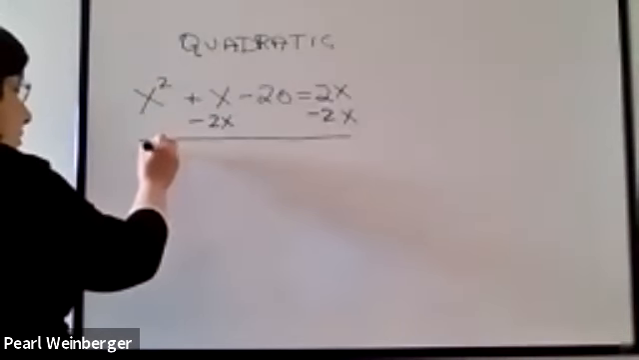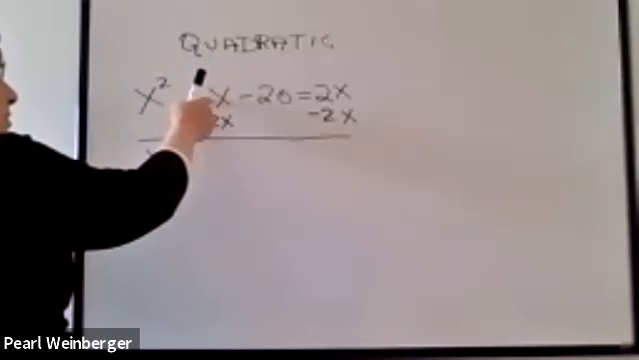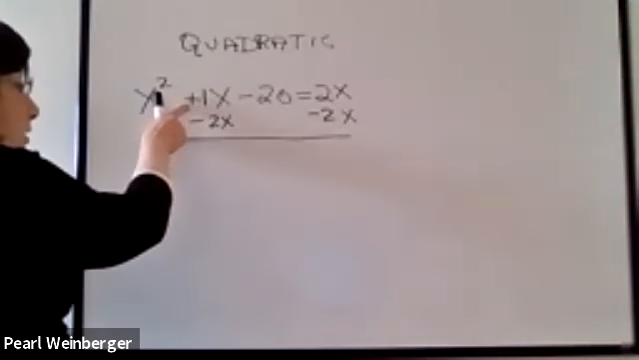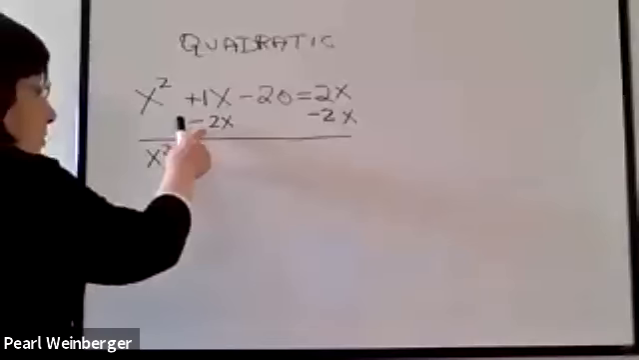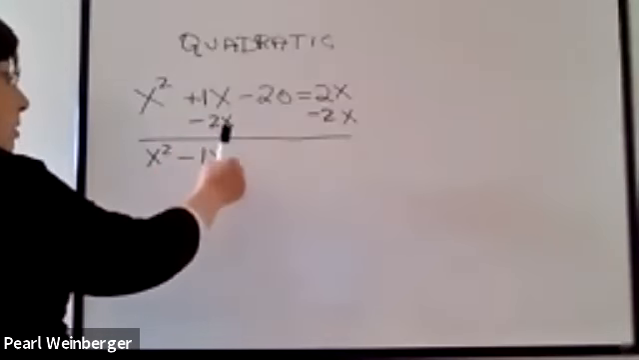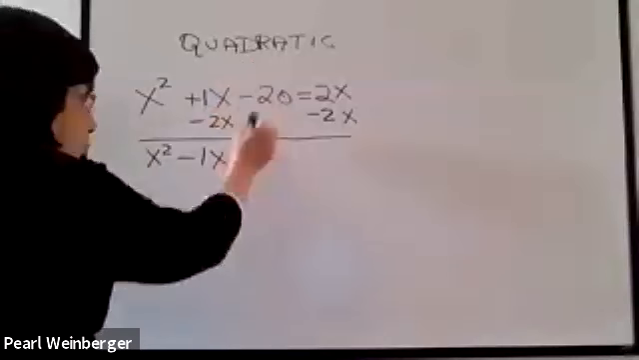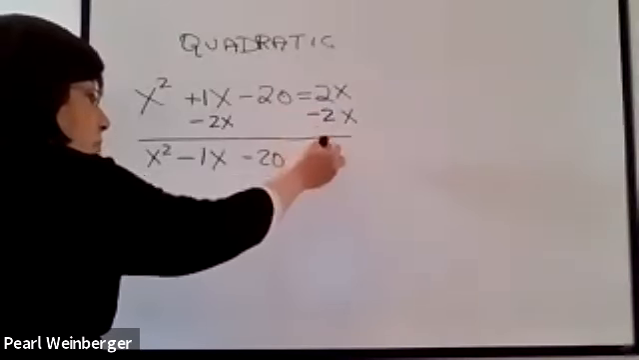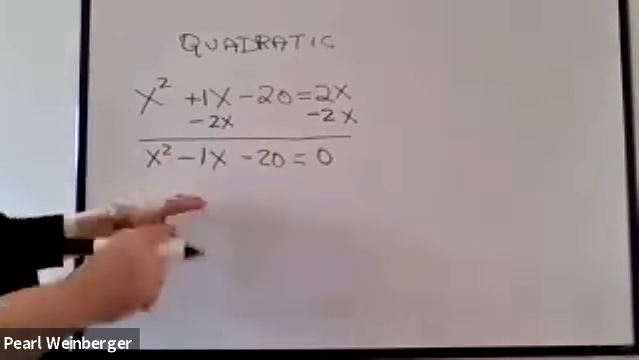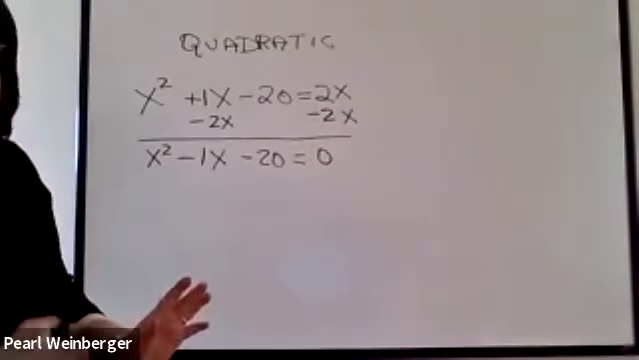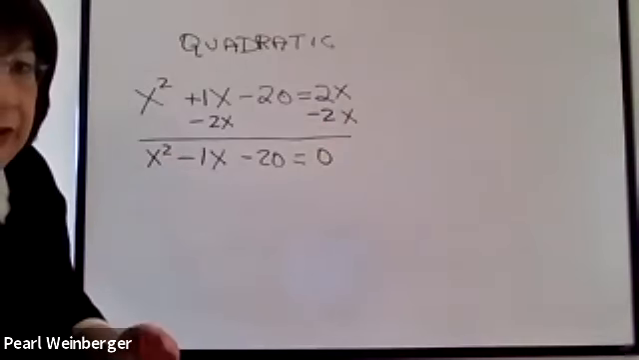So I bring down the x squared. This is a plus x, which really means a plus 1x. So I have a plus 1x together with a negative 2x, which is a negative 1x. And a negative 20, there's nothing to combine with that. And here, the 2x minus the 2x equals 0. So now I have it set up in the proper format for solving a quadratic equation.